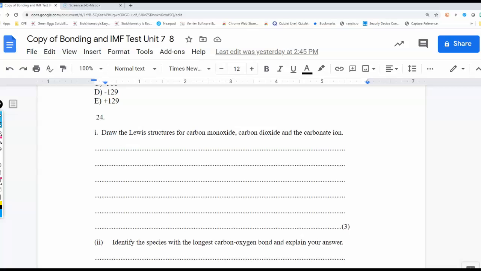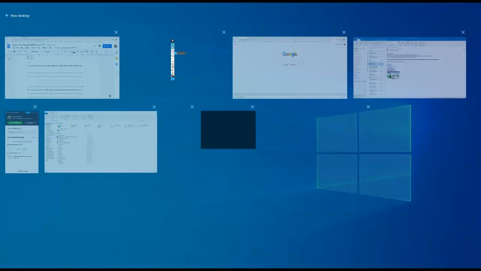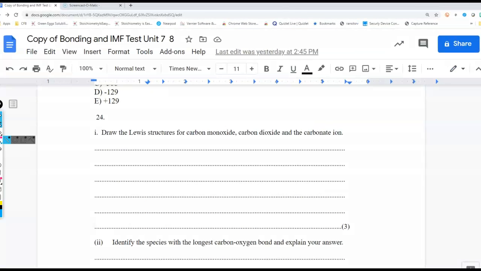Everybody, this is where we left off on our review. And so the next question says, draw the Lewis structures for carbon monoxide, carbon dioxide, and the carbonate ion. So we have carbon monoxide, carbon dioxide, and the carbonate ion. And yes, I'm still having troubles, as you can see. Let me go ahead and grab this and pull it way over here so it is out of the way.